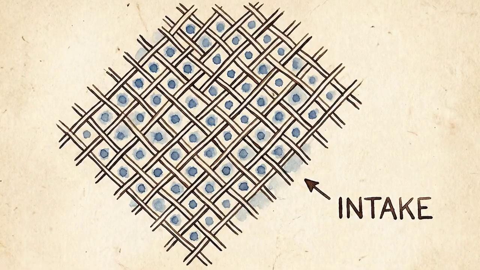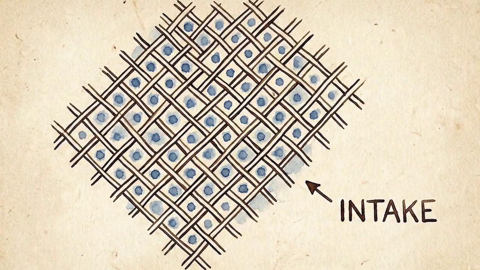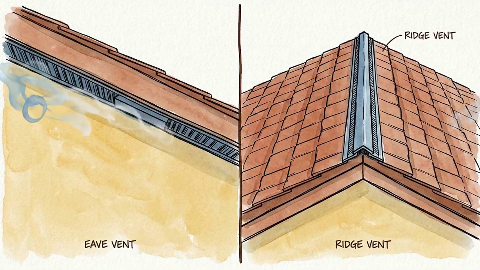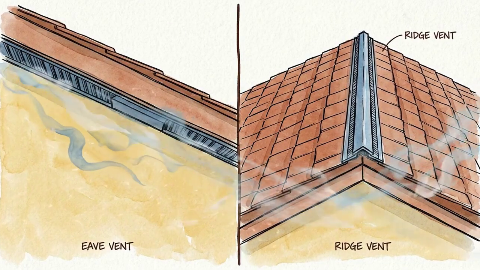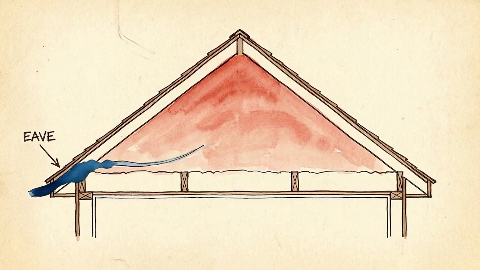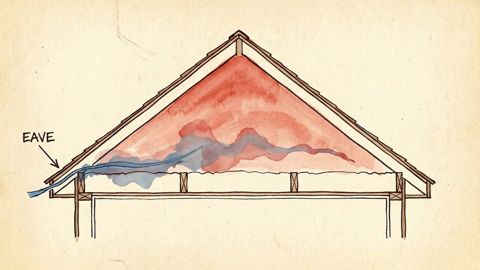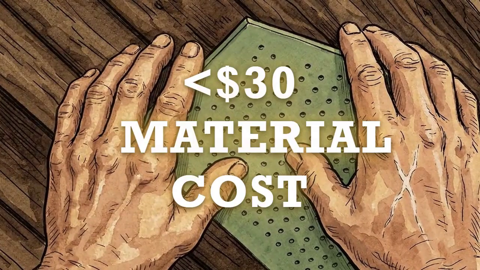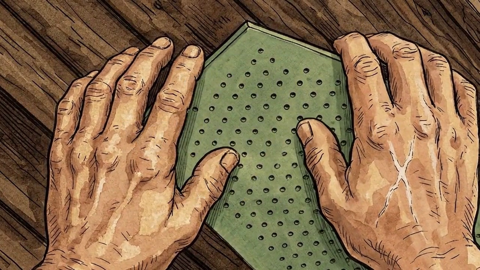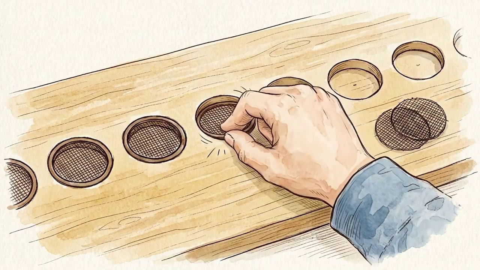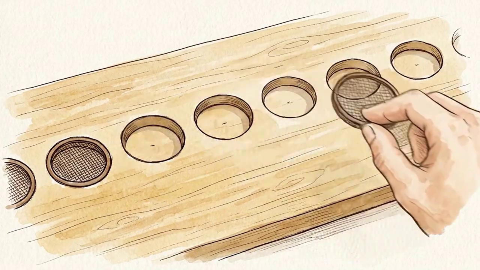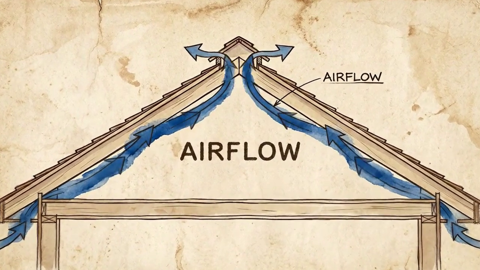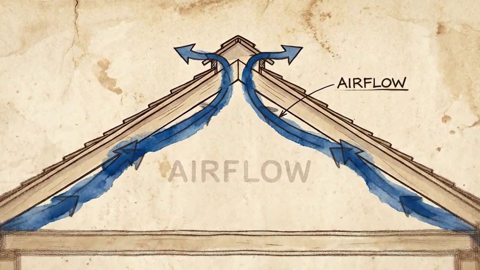Step 3. Verify net-free area. The net-free ventilation area of your soffit vents must be at least equal to the net-free area of your ridge vent. If your soffit is undersized, you will have reduced flow, not zero, but reduced. Add perforated soffit panels or increase the number of circular soffit vent inserts until the ratio is balanced. The balanced ratio you are targeting is 1:1, intake area to exhaust area.